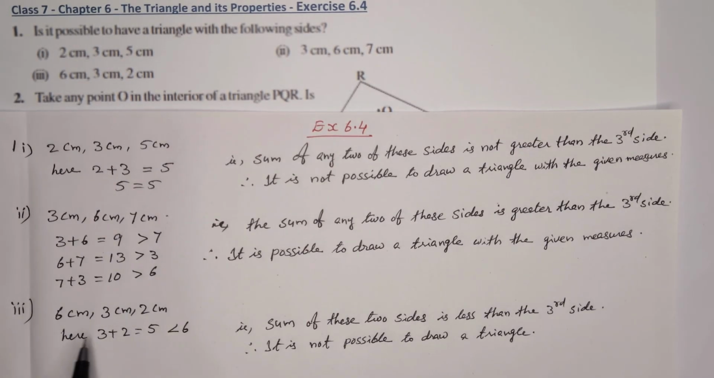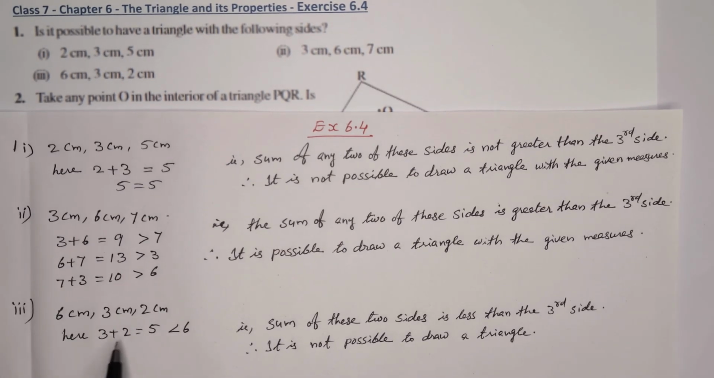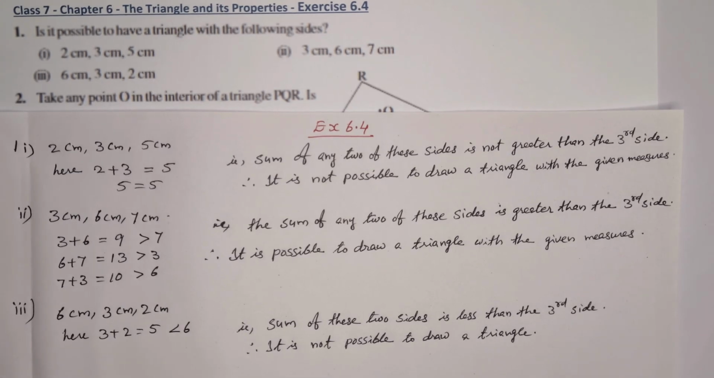Therefore it is possible to draw a triangle with the given measurements. Third measurement: 6 cm, 3 cm, 2 cm. If we are taking these two, 3 plus 2, we are getting 5, which is less than the first side. So from the first step itself we know it is not possible. We can write the sum of these two sides is less than the third side. Therefore it is not possible to draw a triangle with the given measurements.